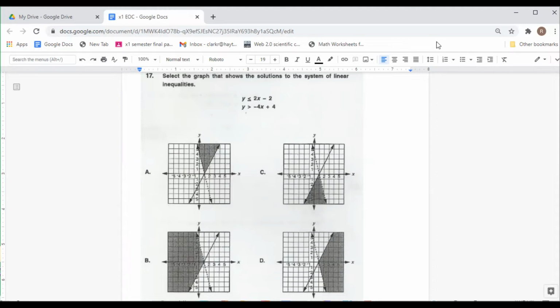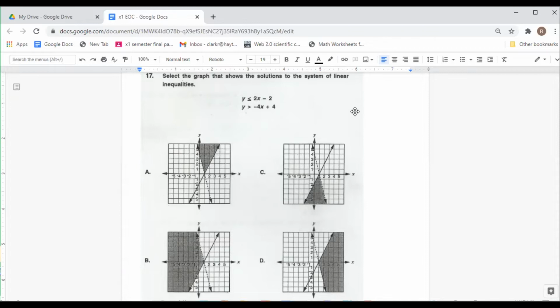We have y is less than or equal, so that would be a solid line. That's the one that's positive. It has a slope of positive 2. Then we have y is less than negative 4, that's got the negative slope, and that would be the dotted line. So all our graphs have one positive solid line and one dotted negative line.